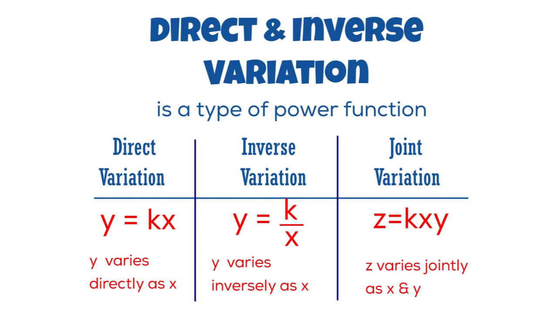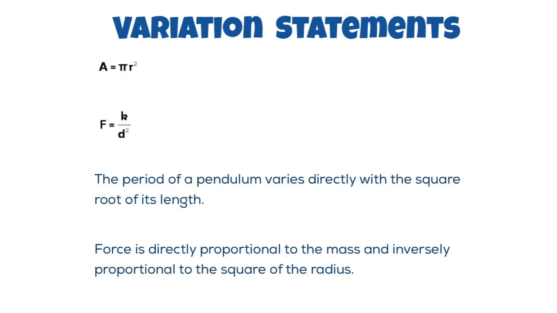And then we have this one called joint variation. It's a little bit different because you have extra variables involved. Z actually varies jointly as x and y. So it looks like it's direct variation, but it actually is varying by 2 different factors that play a part in what happens to z. Okay, so let's look at some of these problems.